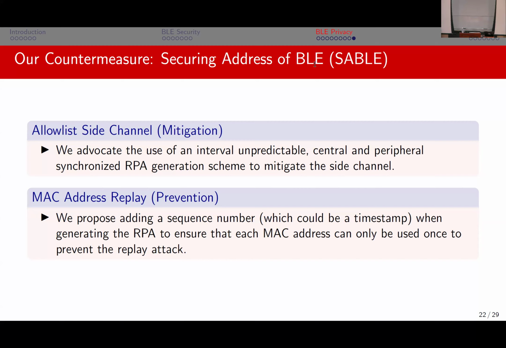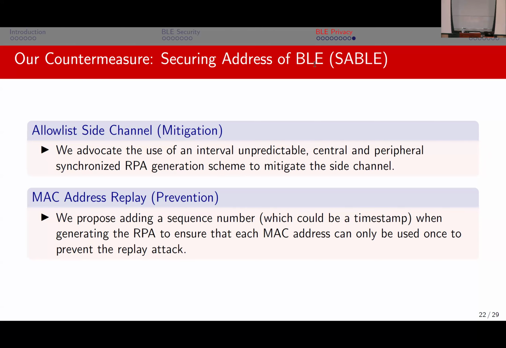That's a well-established practice, right? Well, yeah, basically the countermeasure is to prevent a passive side channel, you must somehow even make the synchronization window randomized. Then your attacker still cannot tell when the new device has a new MAC address, okay? So basically, to mitigate the side channel, you make the interval unpredictable.